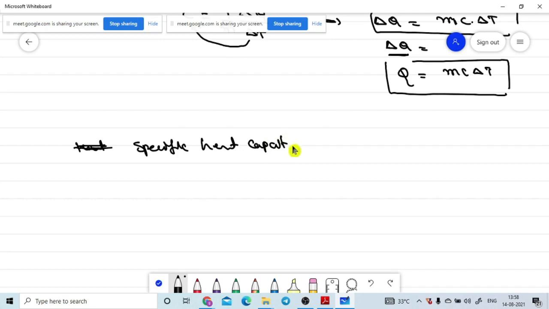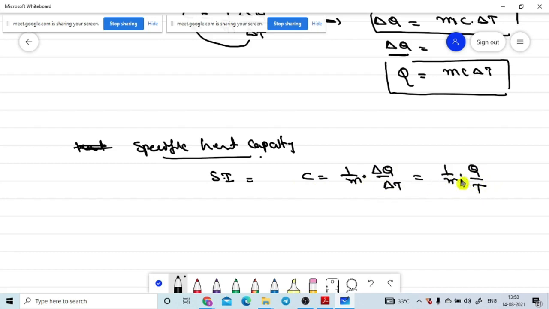What are the units for specific heat capacity in SI units? Joule per kilogram Kelvin. Very good. So, yes, just 1 by m, that is equal to mass in kilogram. That's why I am going to the basic fundamental formula: C is equal to 1 by m into delta Q by delta T. This can be written as 1 by m into Q by T. Then the C units means Q units: Q units is the joule, mass units is the kilogram, temperature units Kelvin. Okay? This is the SI units.